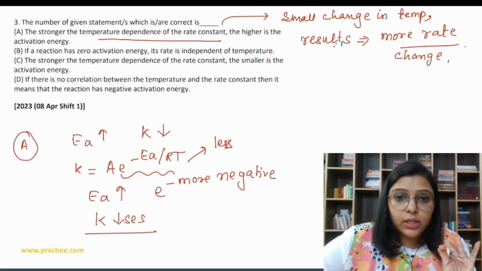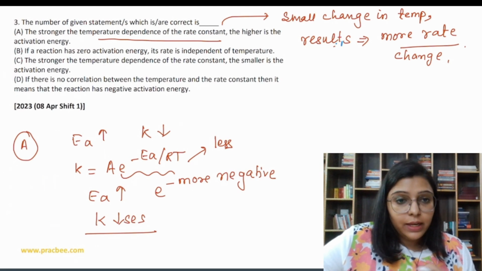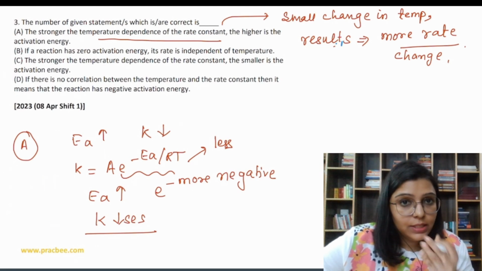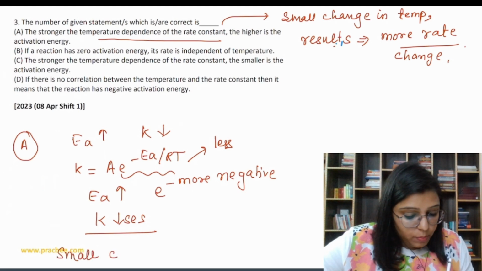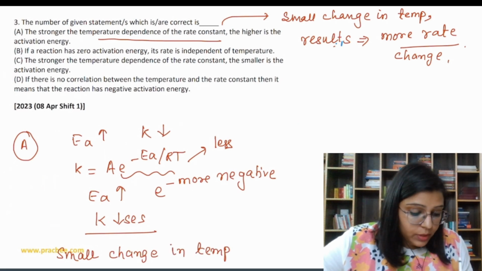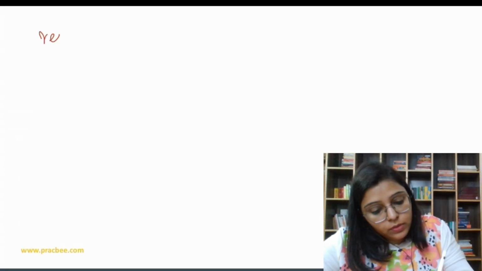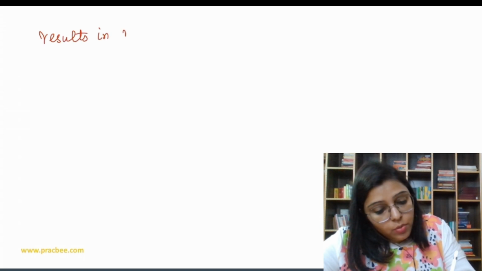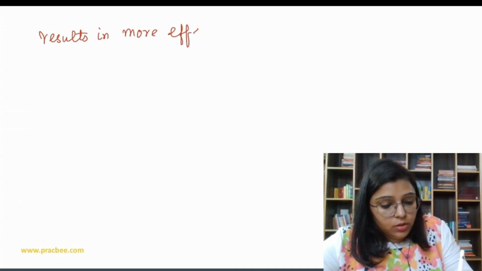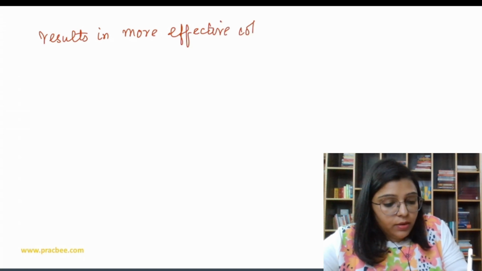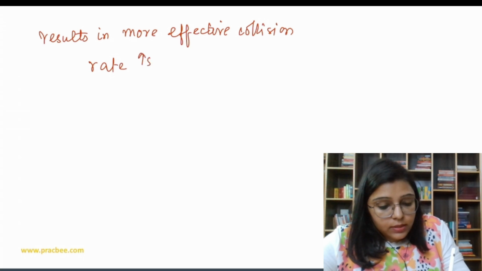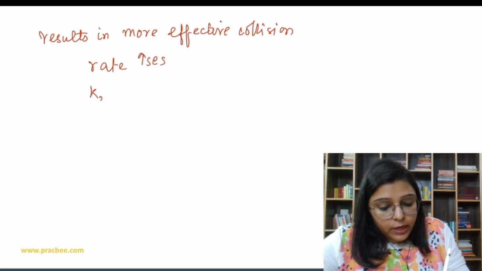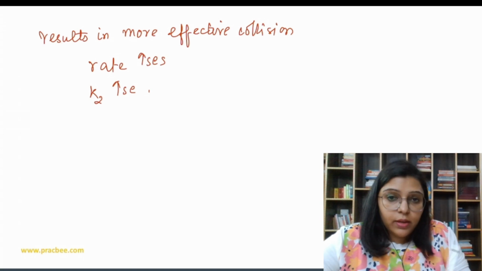Now the rate constant is less. The point is that if the rate constant is less and you increase temperature, a small change in temperature results in more effective collisions, or we can say the rate increases. And if the rate increases, then the K2 value also increases, right?